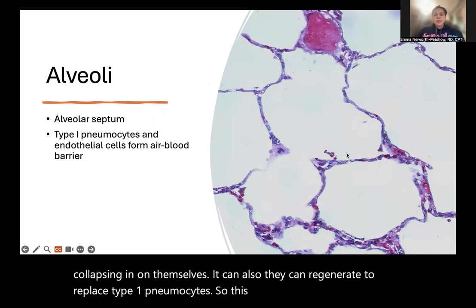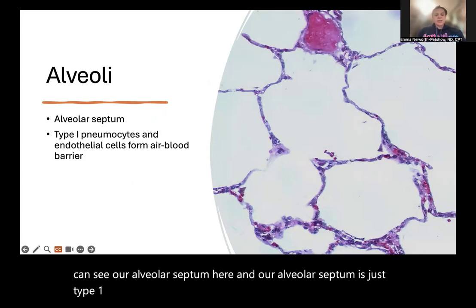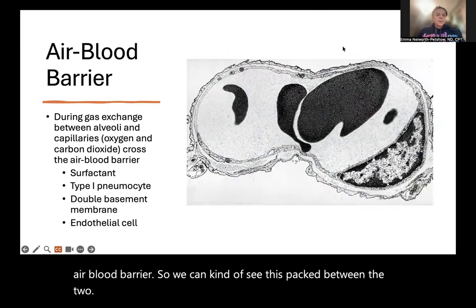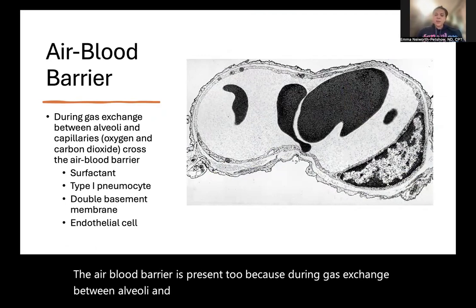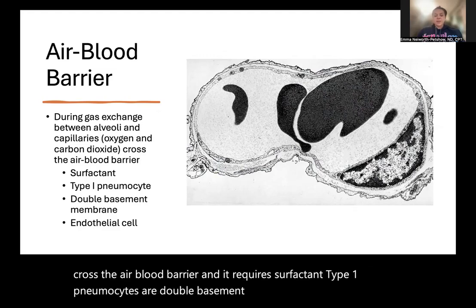So this is what alveoli look like. You can see our alveolar septum here, and our alveolar septum is just type 1 pneumocytes as well as endothelial cells forming our air-blood barrier. So we can kind of see this packed between the two. The air-blood barrier is important because during gas exchange between alveoli and capillaries, oxygen and carbon dioxide will cross the air-blood barrier, and it requires surfactant, type 1 pneumocytes, our double basement membrane, and endothelial cells.